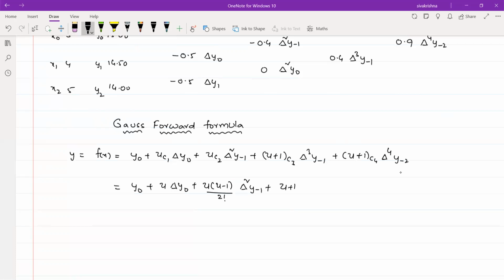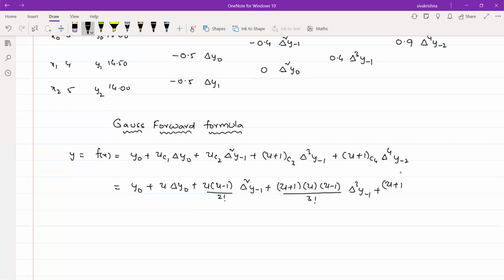So the first one is u plus 1, and we have to subtract 1 from this factor so that we get u, and we subtract 1 from u, we get u minus 1. So these are the 3 factors, and in the denominator we have to write 3 factorial. So u plus 1 c3 means u plus 1 into u into u minus 1 by 3 factorial into delta cube y sub x minus 1 plus u plus 1 c4 means we have to write 4 factors.